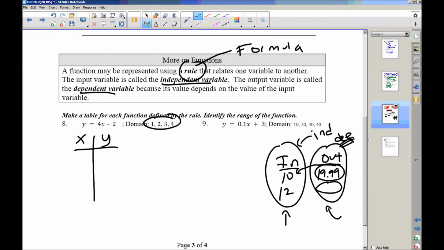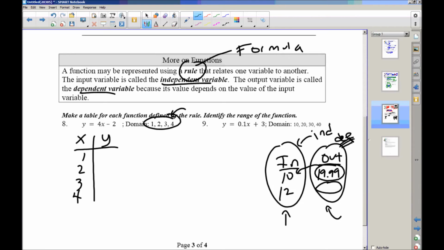We have our input variable and our output variable. So remember, this is the independent one. We get to pick whatever we feel like here, but once we pick it for x, we plug it into our rule or our formula, and we get our dependent variables, or the output part. Okay. All right, so our domain, our inputs were picked for us in the problem, though. And then the dependent variable values are found by plugging in the inputs.